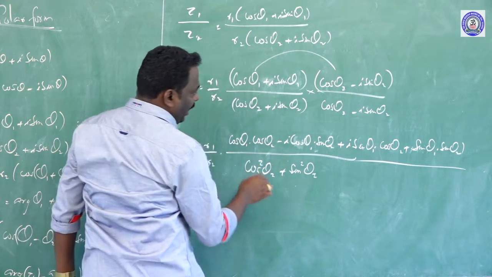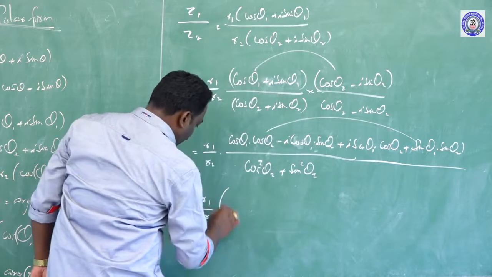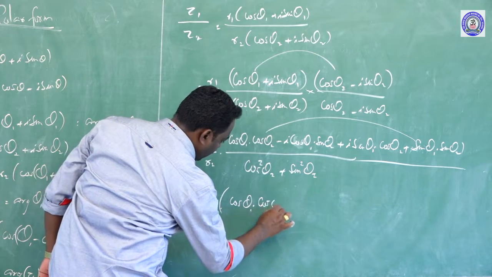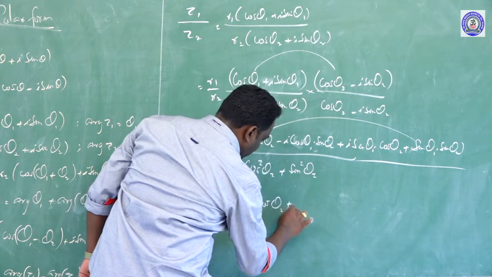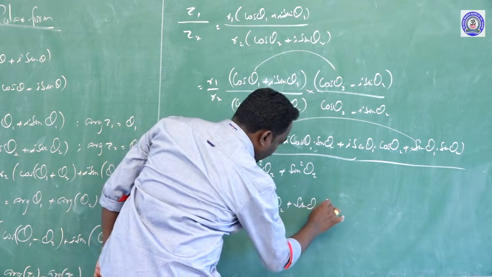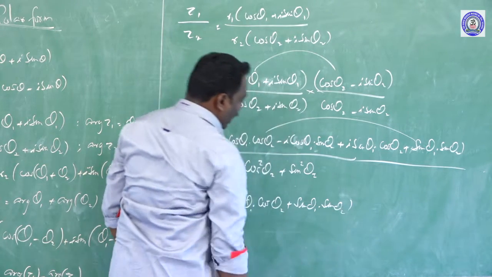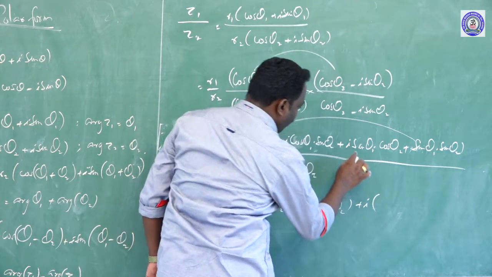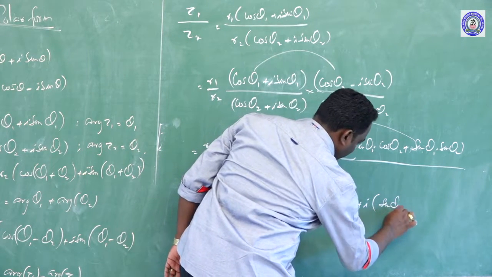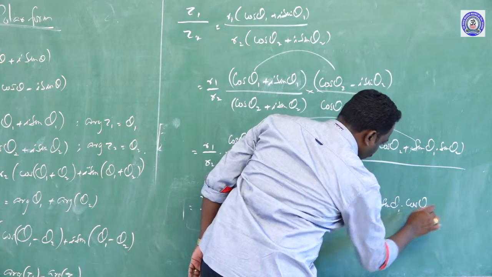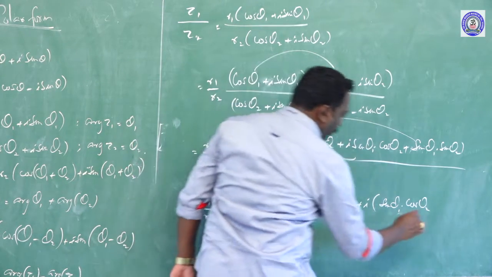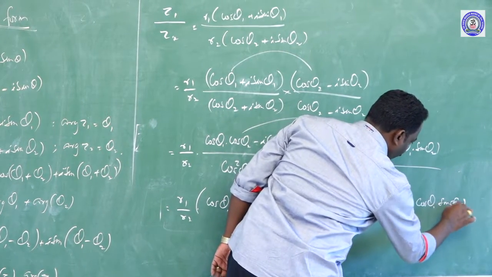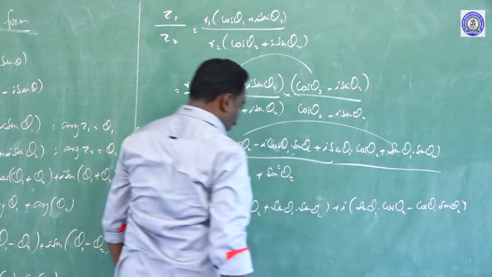The numerator we can write by combining the real terms: cos theta 1 into cos theta 2 plus sin theta 1 into sin theta 2, the real term. Then taking i common, the imaginary term is sin theta 1 into cos theta 2 minus cos theta 1 into sin theta 2, that is remaining in the numerator.